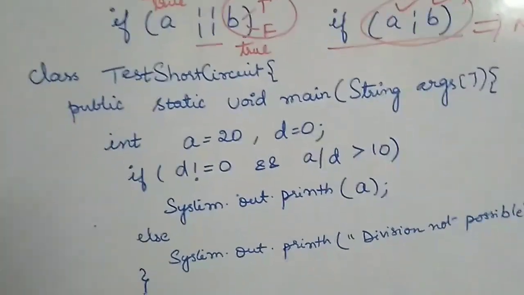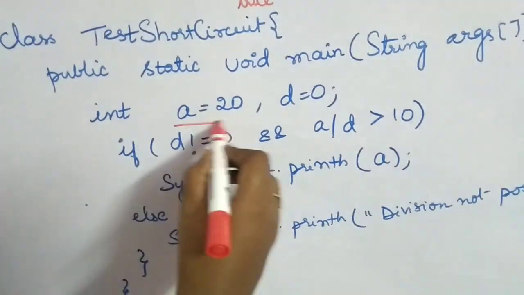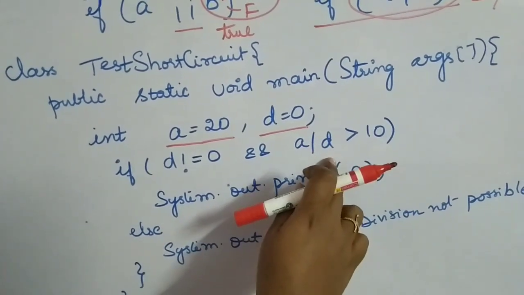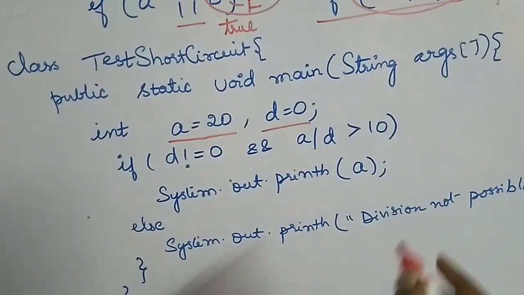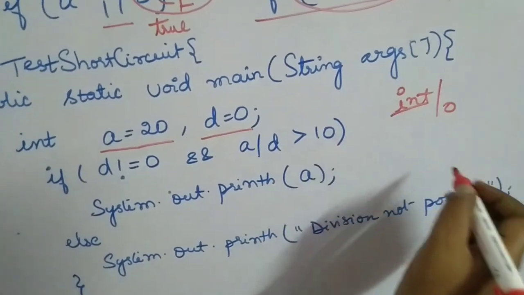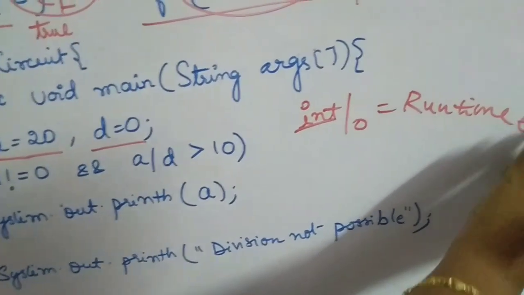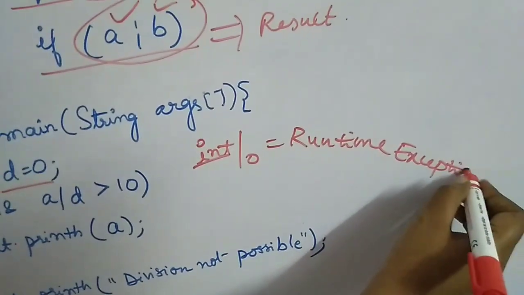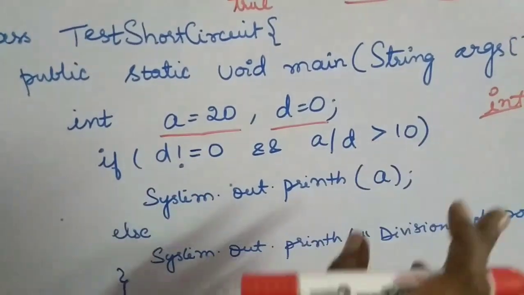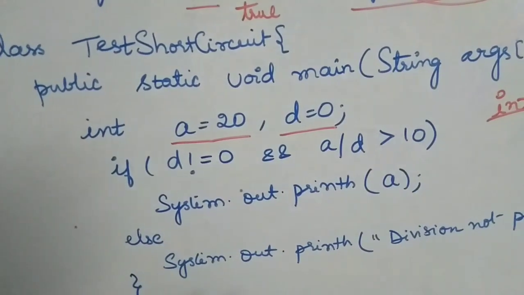We'll see this in a program, and it's a very interesting program. I have taken A equal to 20 and D equal to 0, and I'm trying to perform A divided by D. As I said, you cannot divide a number by 0. If any int is divided by 0, I'll get a runtime exception saying that you cannot divide by 0, and your program will abruptly stop. So you should not divide by 0, and we are attempting it to see whether we get a runtime exception or not.